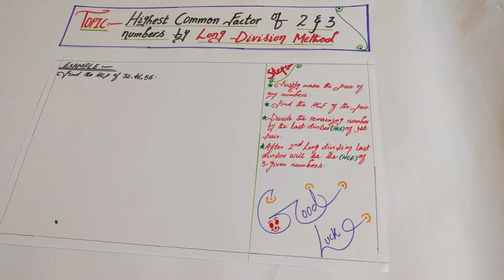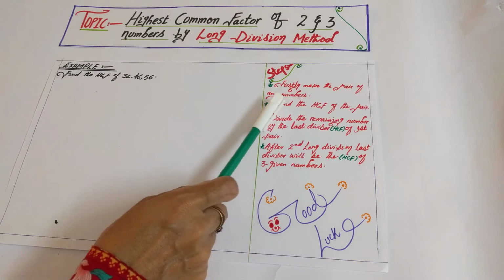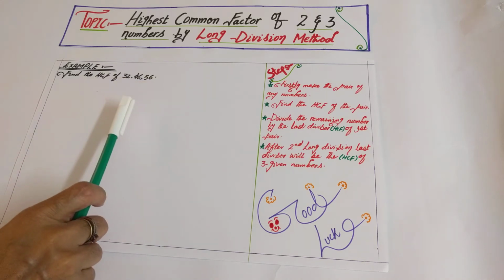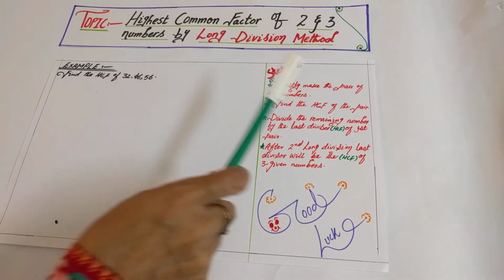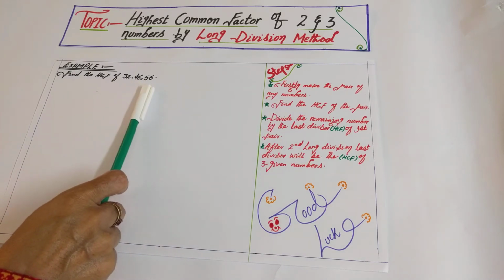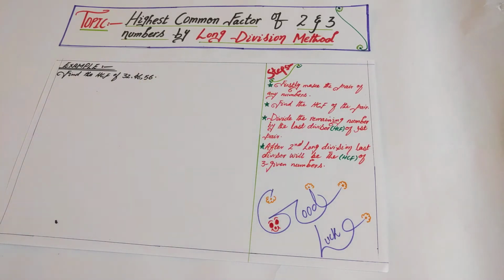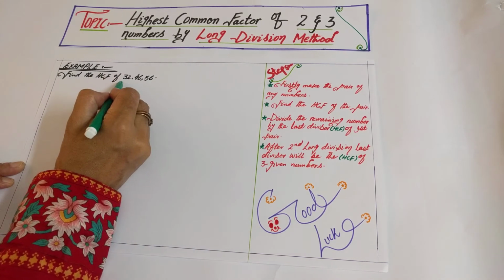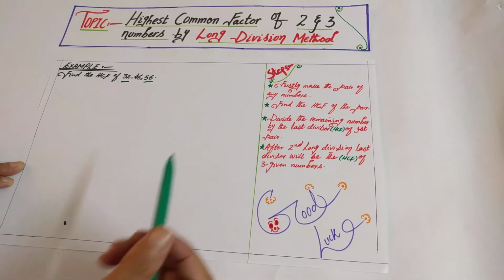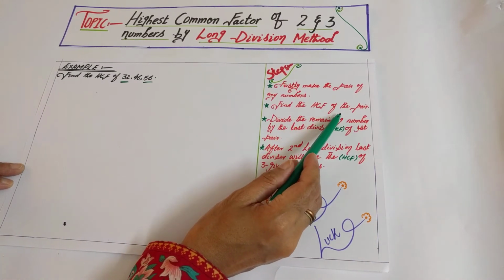Step number 1. Firstly, make a pair of any numbers, because it's impossible to find the HCF of 3 numbers in one step. So firstly you will choose a pair of any numbers. Here I will choose the numbers 32 and 56. Find the HCF of the pair.